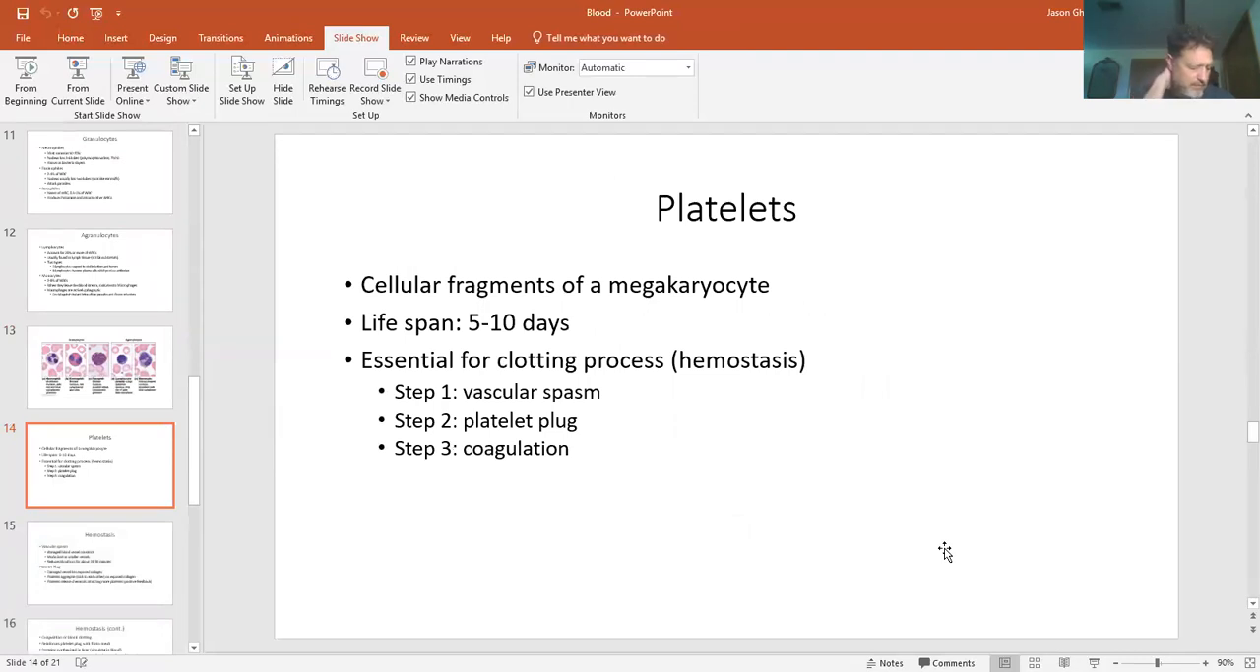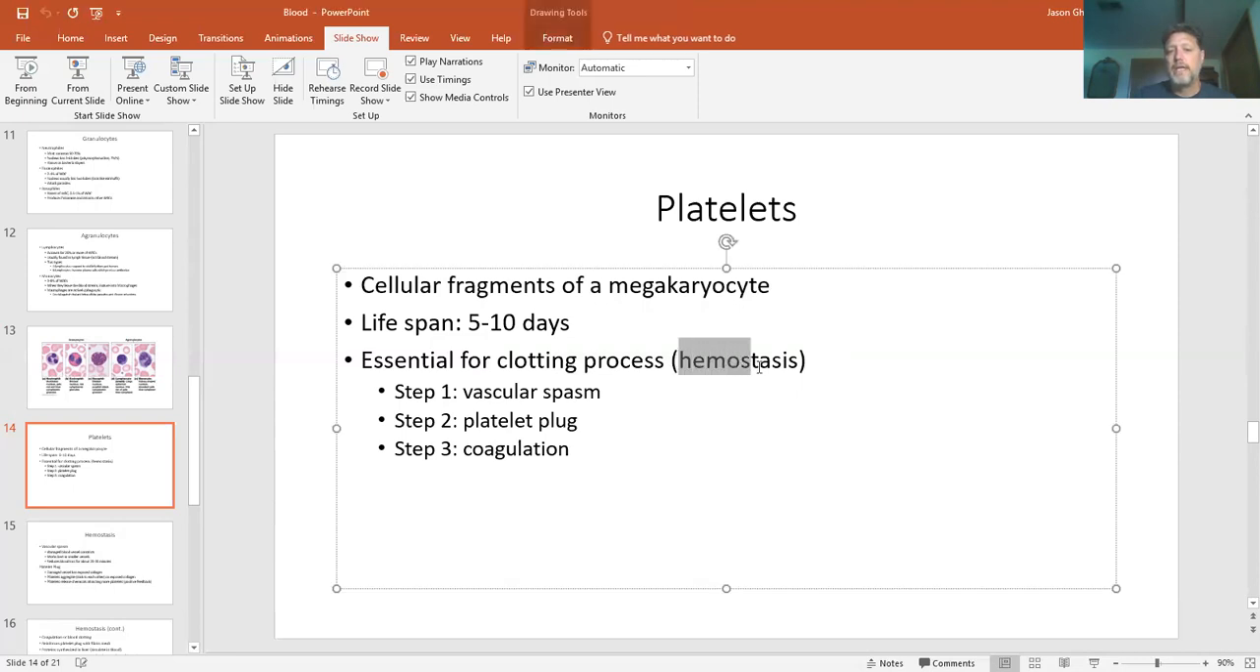All right, so that's it for the white blood cells. Now let's go to the platelets. Platelets are actually fragments of a cell. The starting cell is called a megakaryocyte. And as it matures, then it breaks apart into little pieces. And those are called platelets. These don't last very long, 5 to 10 days. And these are very important for the clotting process, which is called hemostasis, hemo for blood, and stasis for maintaining it.